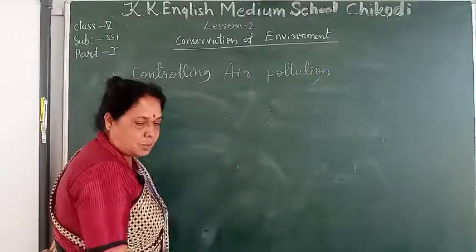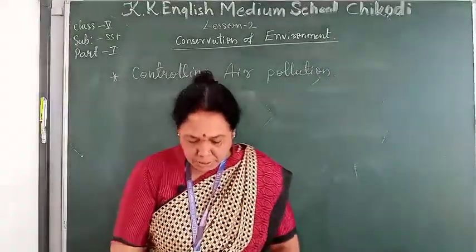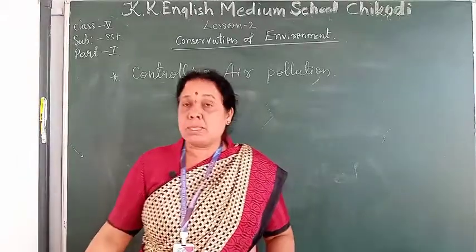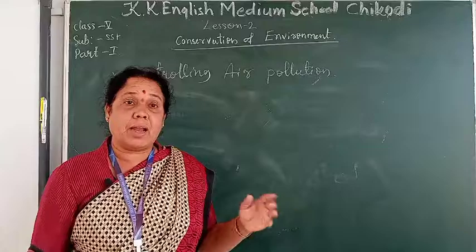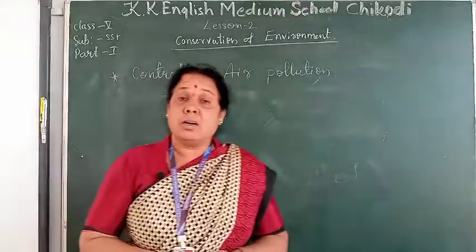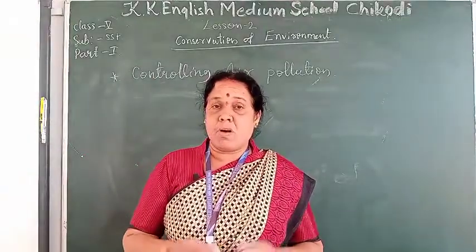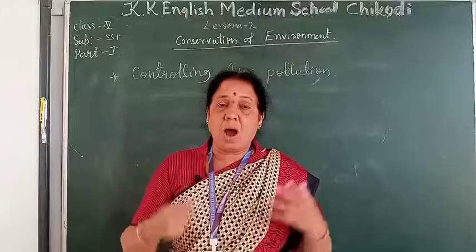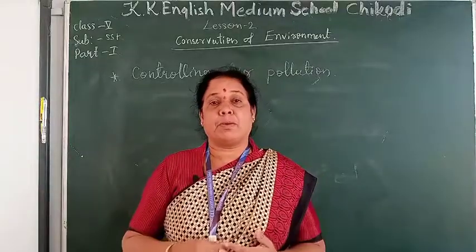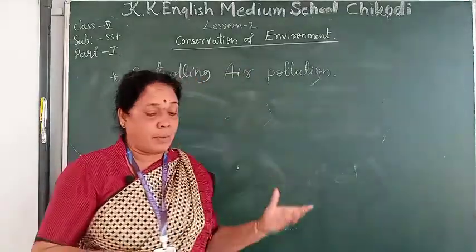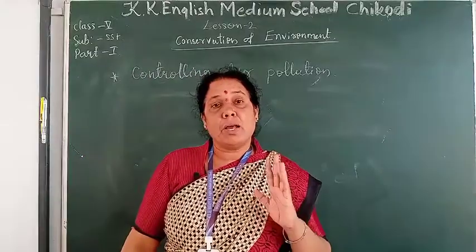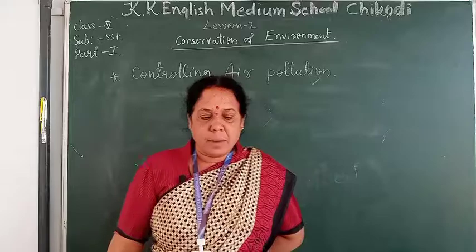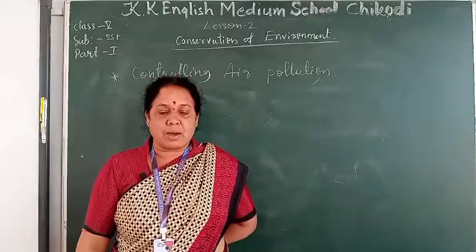Dear students, you know about air pollution. It is the act of causing harm to the air. We know what activities we do that make the air harmful or polluted. So how do we keep control on air pollution? Here some points are given. If we follow these points, we can control air pollution. Some measures to control air pollution are listed below.